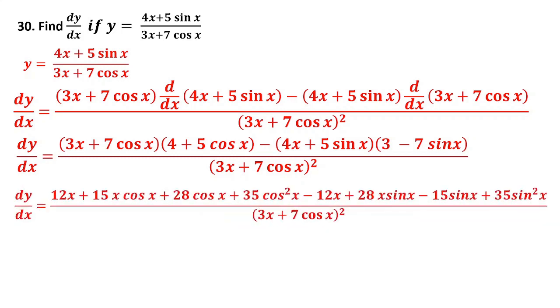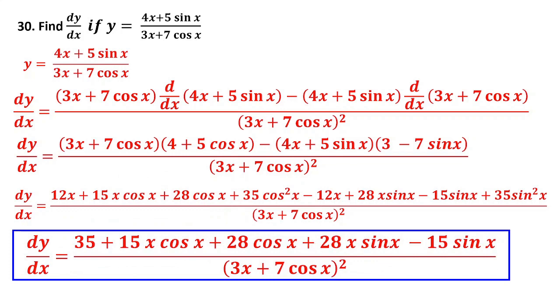Now let us expand it. When I expand, I have to cancel the terms: 12x and 12x will be cancelled, and I have to club it. Final answer: 35 plus 15x cos x plus 28 cos x plus 28x sin x minus 15 sin x upon 3x plus 7 cos x the whole square.